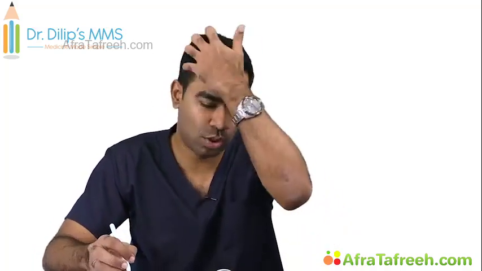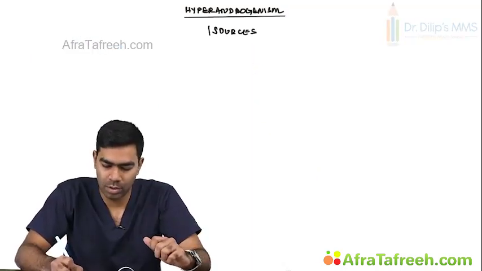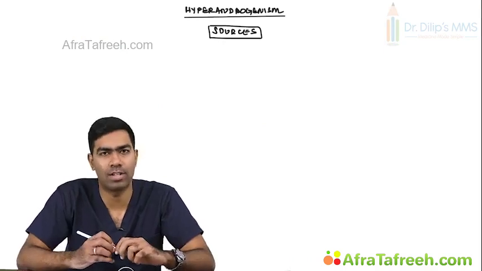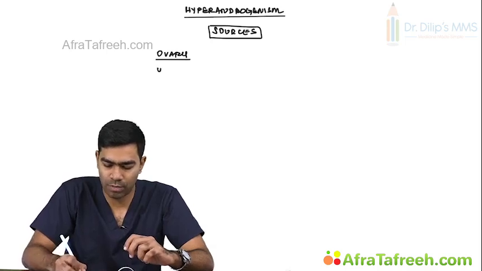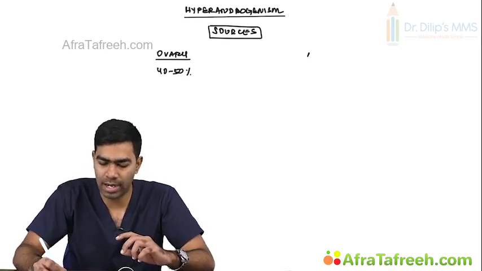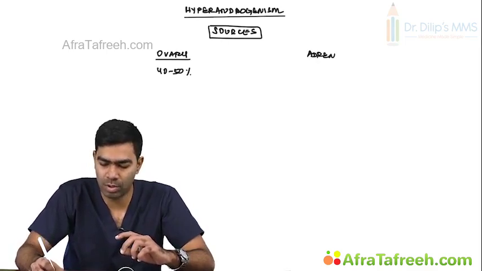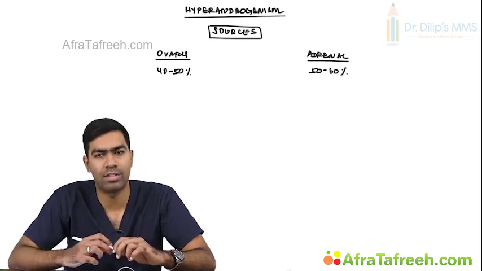So let us go back and start with the pathophysiology of hyperandrogenism. First of all, we have to know about the sources of androgen in a female. We know that there are two principal sources of androgen in a female. One is the ovary, which contributes approximately 40 to 50% of the androgens circulating in a female, and the adrenal glands, which contribute 50 to 60% of circulating androgens in a female.